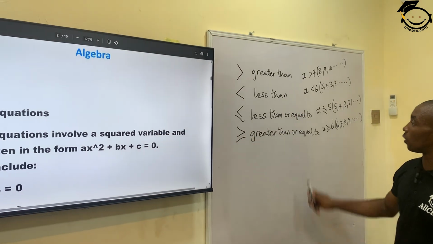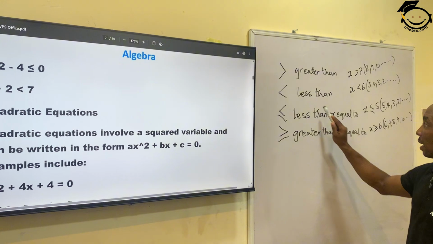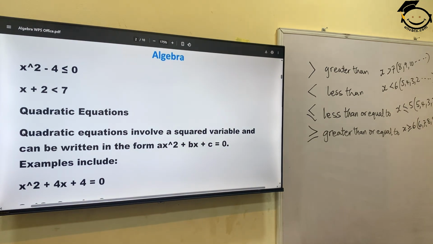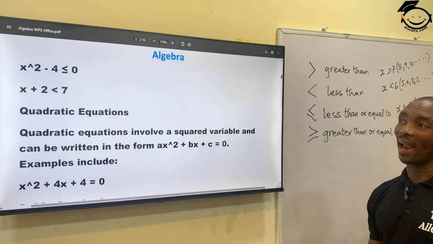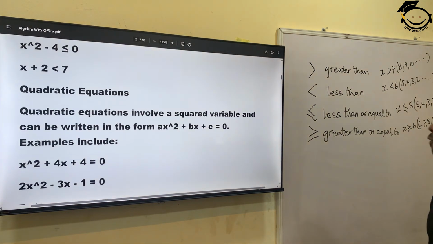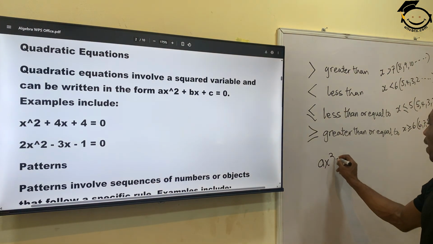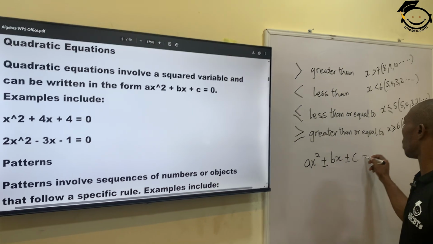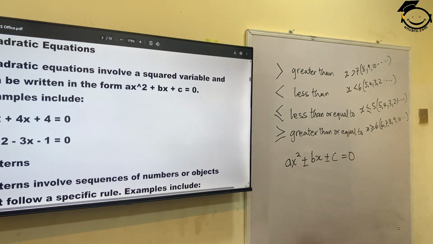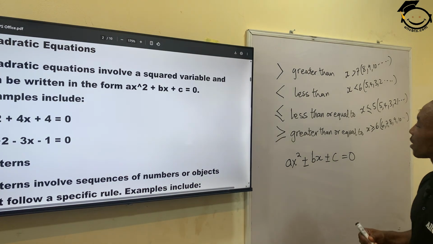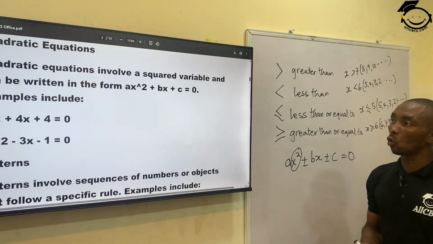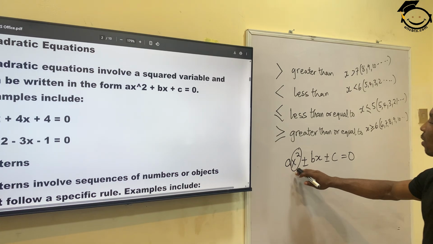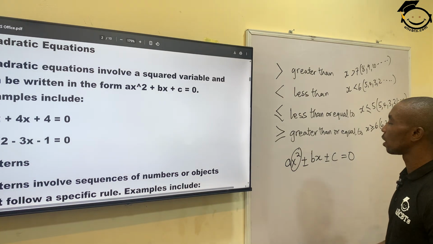So you should know the difference between less than or equal to and less than alone. All right, now looking at quadratic equations. Quadratic equations involve a squared variable, and can be written in the form ax squared plus or minus bx plus or minus c equals 0. Once we see our x squared in this form, we should know that it's a quadratic equation.